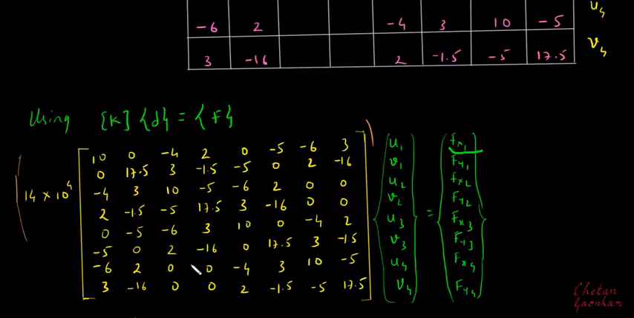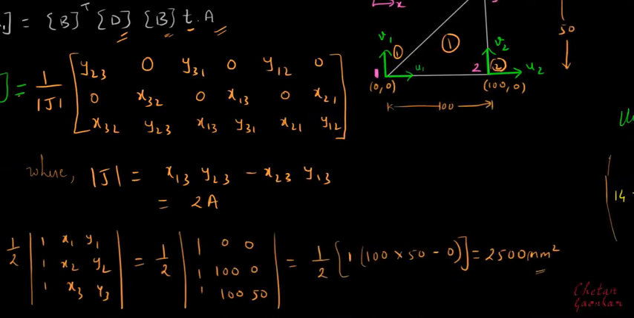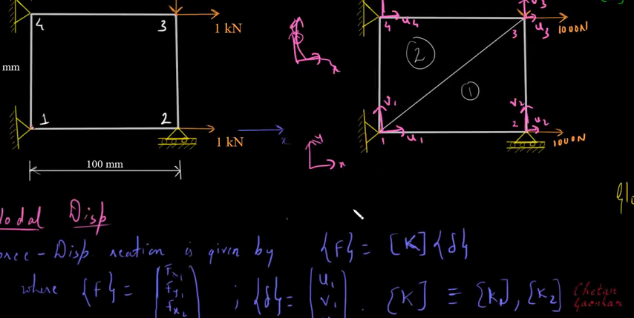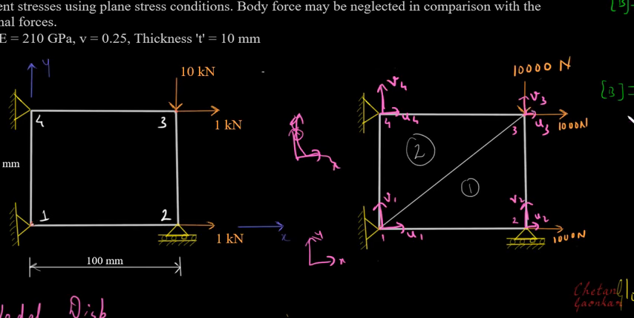For this, we can again refer to our discretized model, this model. So this will be my u1 v1 u2 v2 u3 v3 u4 v4, and then similarly the force terms. Here the force terms will be fx1 fy1. Here the force term will be fx2, and this will be fy2.